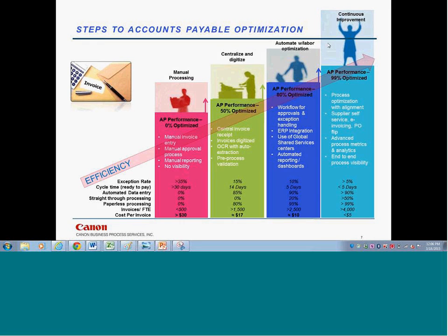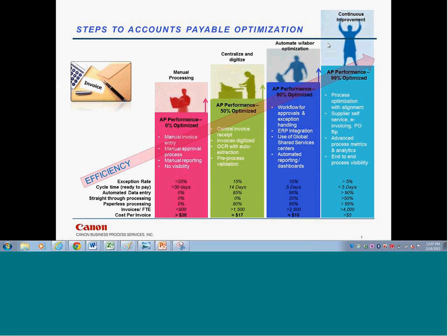So Canon recommends that we take a first step in our solution. Simple step from an implementation standpoint, but it might challenge from a management standpoint, as we'll talk about later. With this step, to simply centralize the invoice receipt, digitize those invoices, apply OCR technology and extract data, conduct pre-process validation and GL coding, you can cut your cycle time in half and your cost per invoice nearly in half, just by taking that one step.